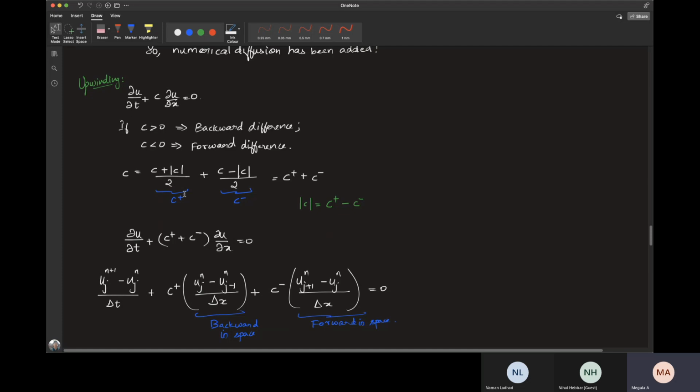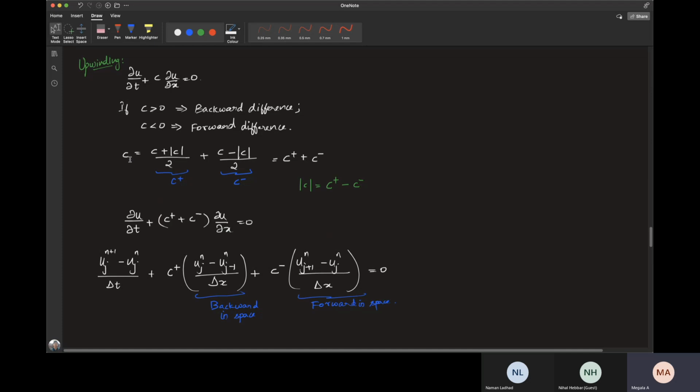In order to make that switch comfortable, we define c to be c plus plus c minus. That is, c plus is c plus mod c by 2 and c minus is c minus mod c by 2. So whenever c is positive, your c plus will be positive and c minus will be 0. And whenever c is negative, your c plus will be 0 and c minus will be c itself. This way you're taking care of both positive and negative wave speeds. So you're splitting some quantity into an always positive quantity and an always negative quantity, and the sum of those will always be equal to c.